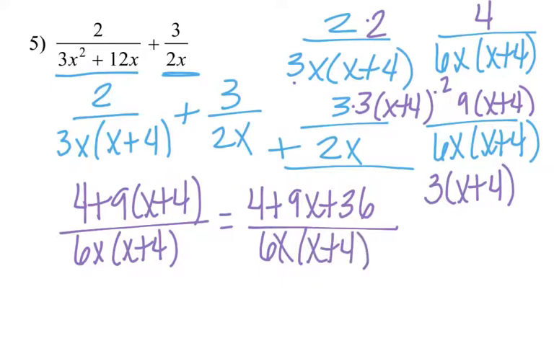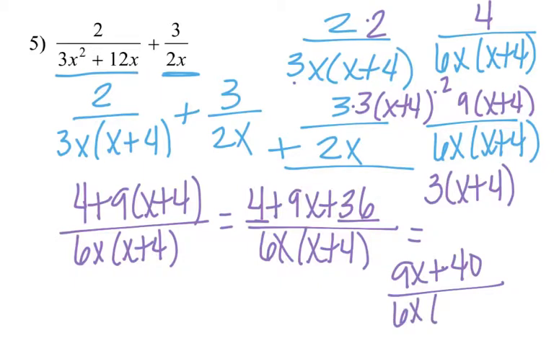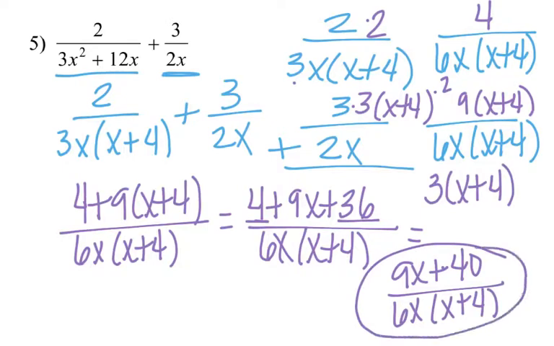Then from there, can we do anything else at the top? Yeah, we can combine these like terms, right? So we have 9x plus 40 over 6x times x plus 4 for our final answer.